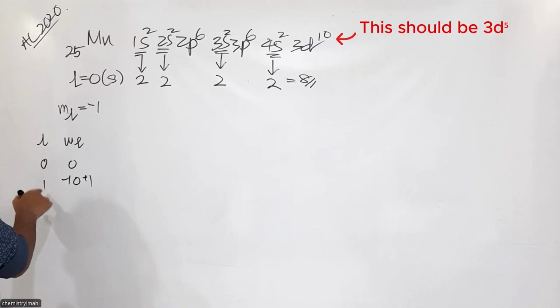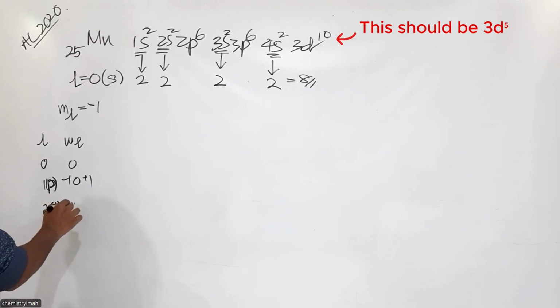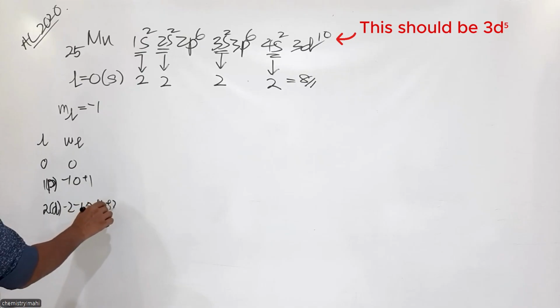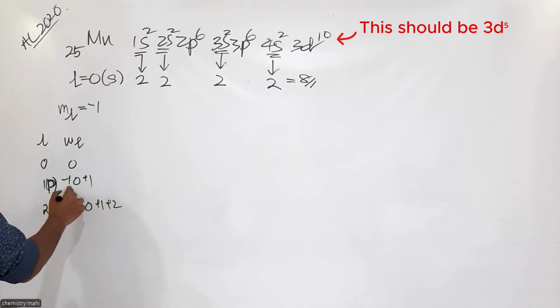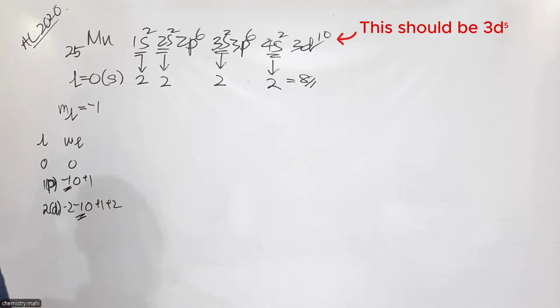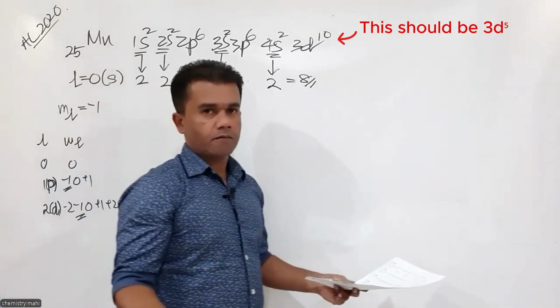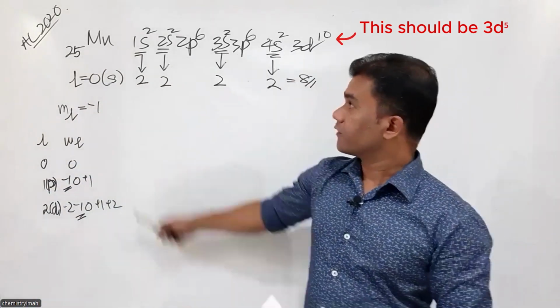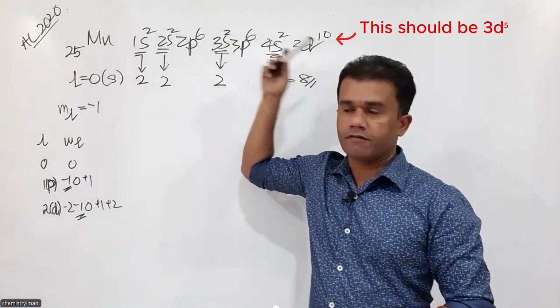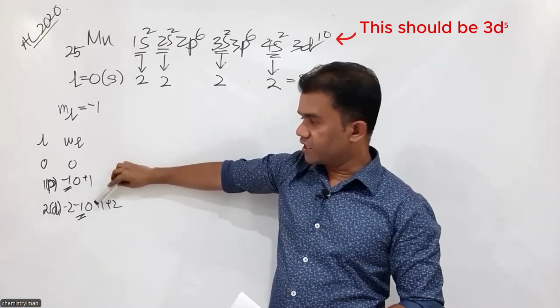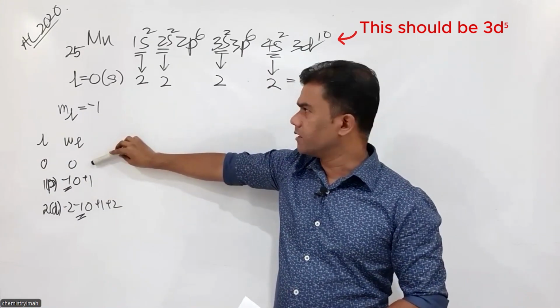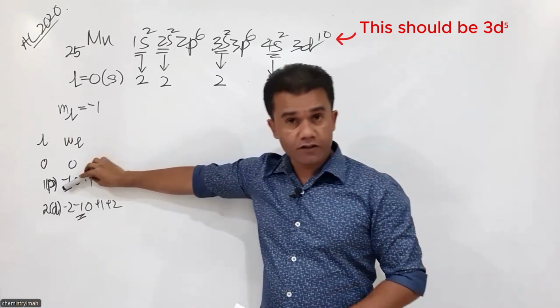Then in the case of P, L equals 1 means P. In the case of P, you can have ml minus 1. Not only that, if L is 2, it's D I'm talking about, then it can have minus 2, minus 1, 0, plus 1, plus 2. Then you see, here also minus 1 is available, here also minus 1 is available. Even in the case of F, minus 1 is available, but in the case of manganese, we don't have F. That's why I consider P and D only. S doesn't have it, but P can have minus 1.